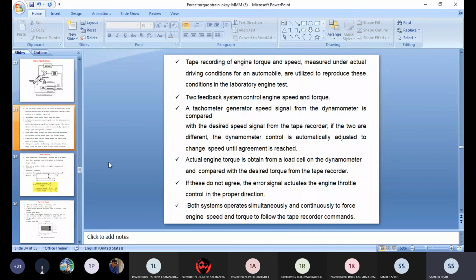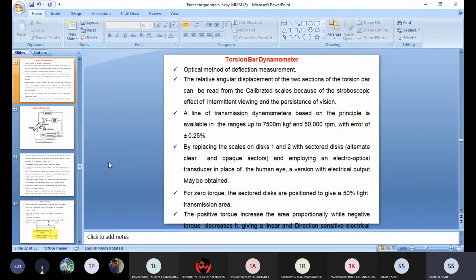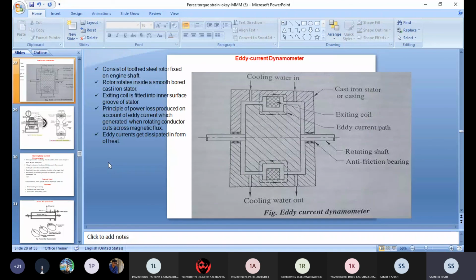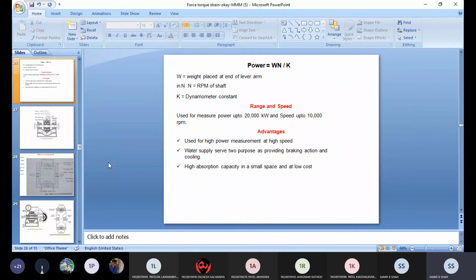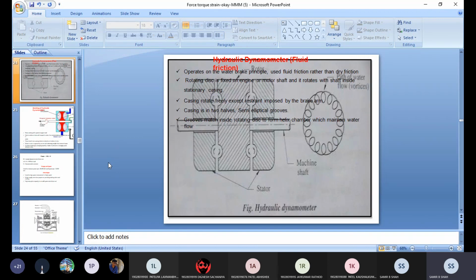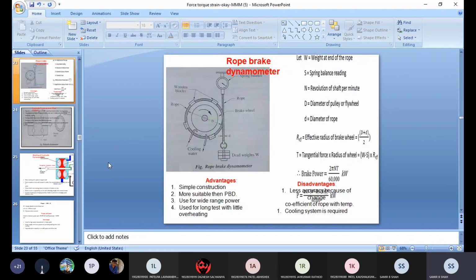Okay, so these are the basic important dynamometers which are used to measure power and torque with the help of this kind of instrument. Now we focus on starting the measurement of strain.